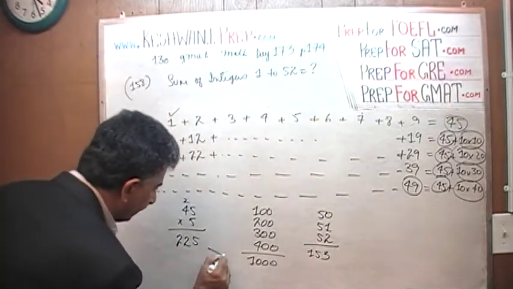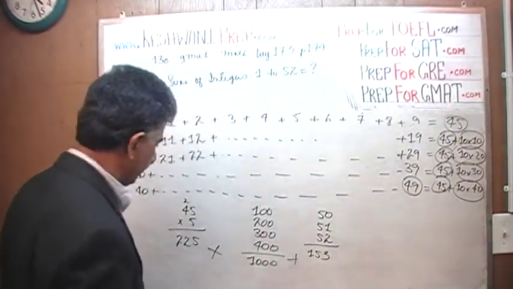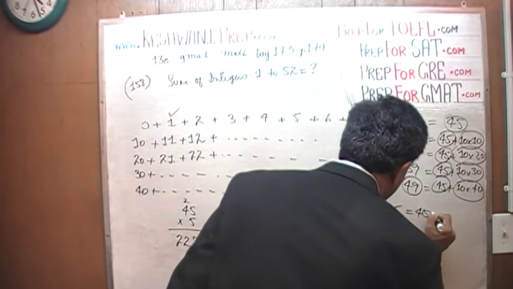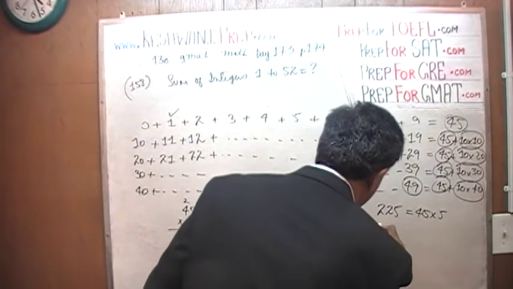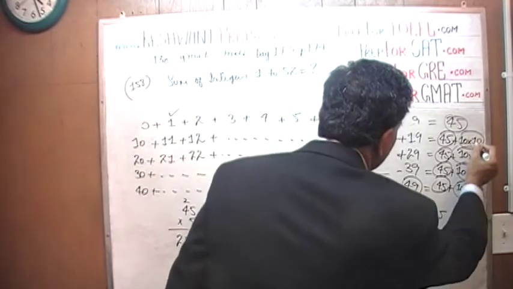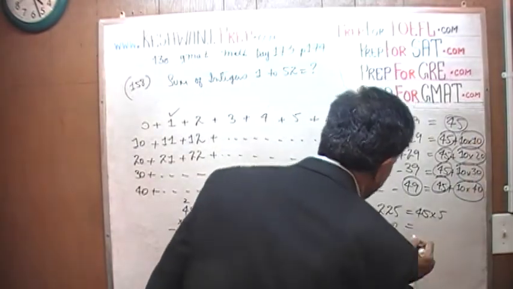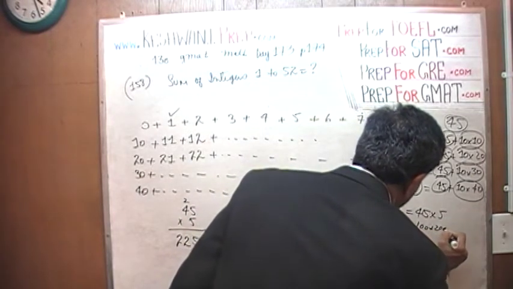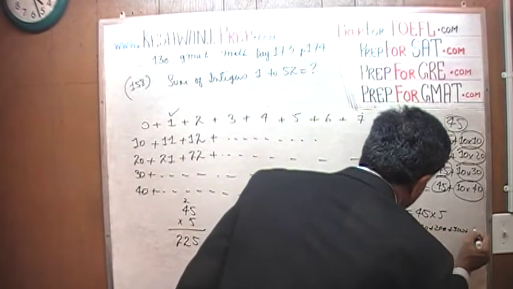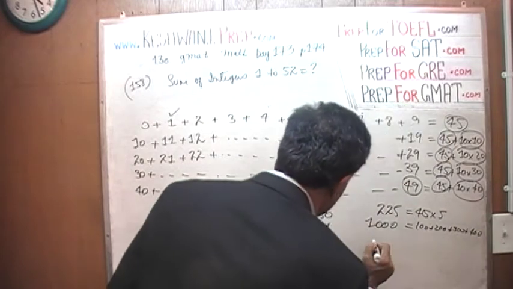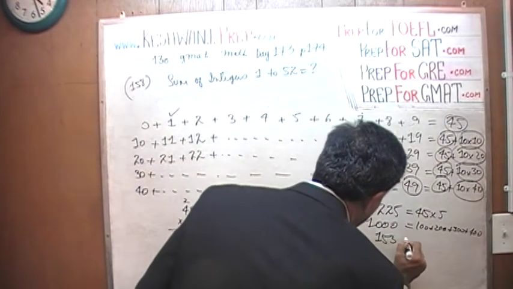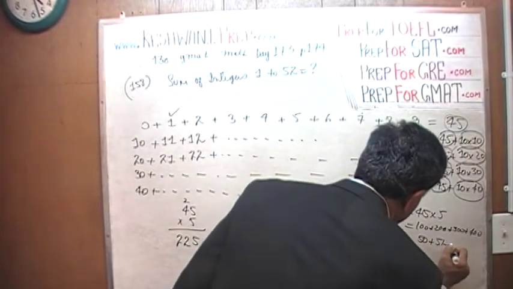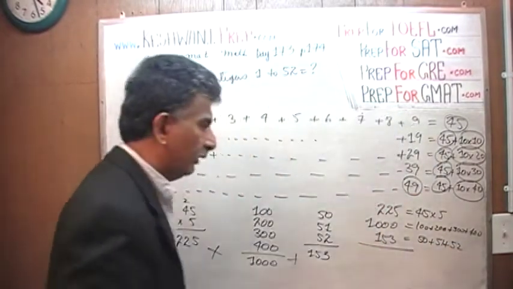This quantity plus that quantity. Let's find out. So we have 225, which represents 45 times 5. Then we have 1000, that represents all of these guys here: 100 plus 200 plus 300 plus 400. And then we have 153, which represents 50 plus 51 plus 52. And that's your answer. That's it.